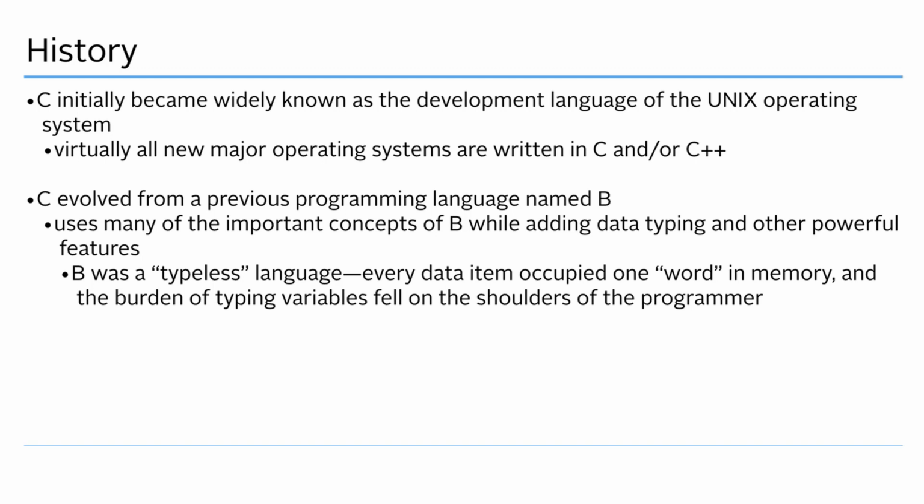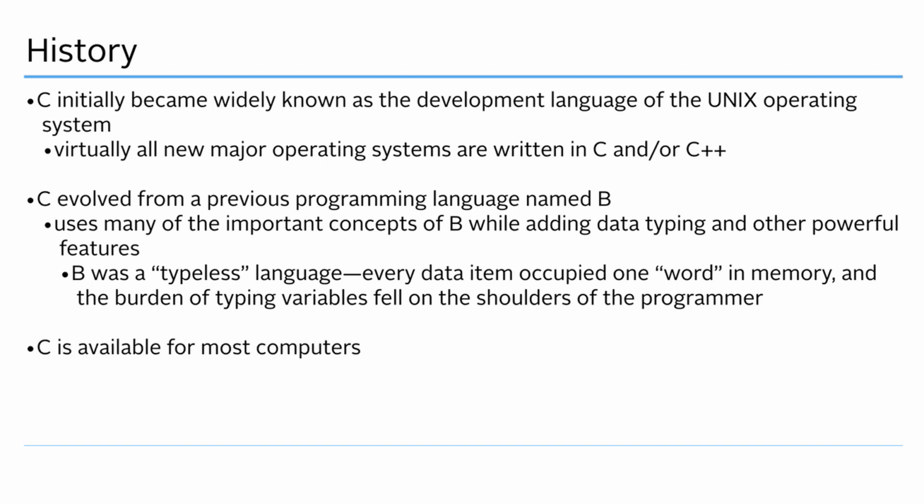It uses many of the important concepts of B while adding some data typing and other powerful features. You might not have a clue what data typing is. Don't worry about that right now. Know that it added some new features from B. Mainly B had this issue of being typeless, meaning data didn't have types, and C improved upon that.